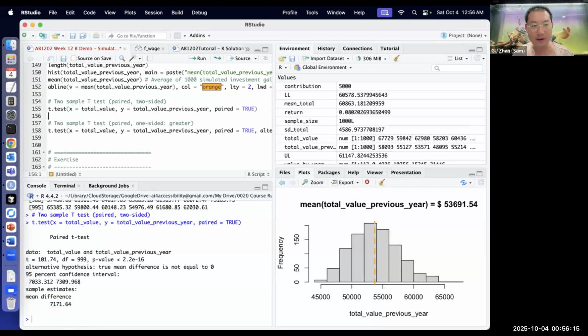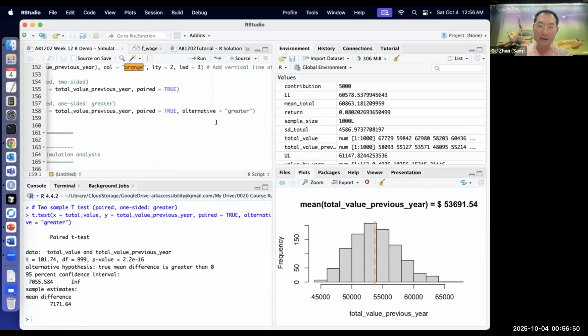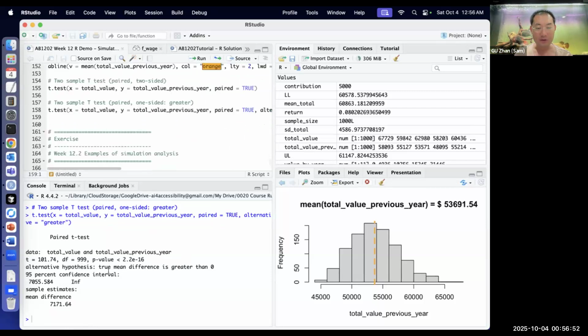So yeah, this is paired. Then we do a paired t-test. We say the end of 10th year's value is not higher than the previous year as a null hypothesis. Then the alternative hypothesis is the true mean difference is greater than 0. That means the end of 10th year's total value is higher than end of 9th year's total value. As alternative hypothesis, which actually is a one-sided paired t-test, alternative equal to greater. So these are all optional.